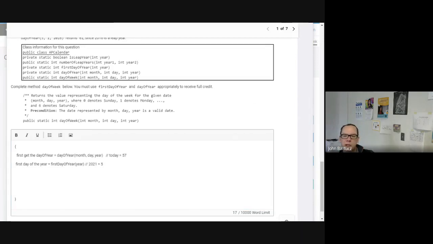All right, so I have an idea on how to do this now. Does anybody want to explain their idea on how to do this?